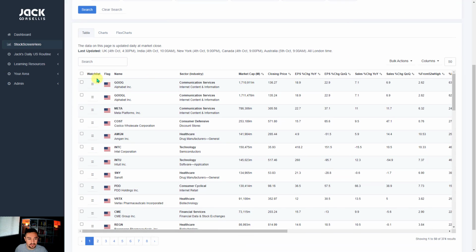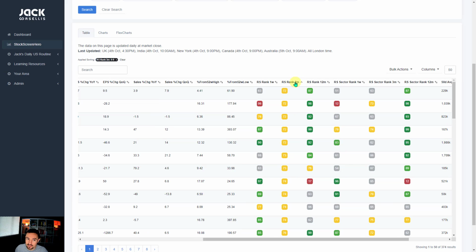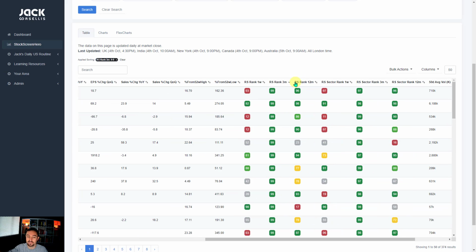Okay, so what I like to do is we've got the results here. Now this is sorting it by market caps. You can see Google, Meta, Costco, Amgen are coming to the top at this moment in time. I like to come over here and filter via 3-month relative strength to find these types of continuation-based setups, like the VCPs, the high tight flags of the world, the cup and handles. I like to look for relative strength 3-month.